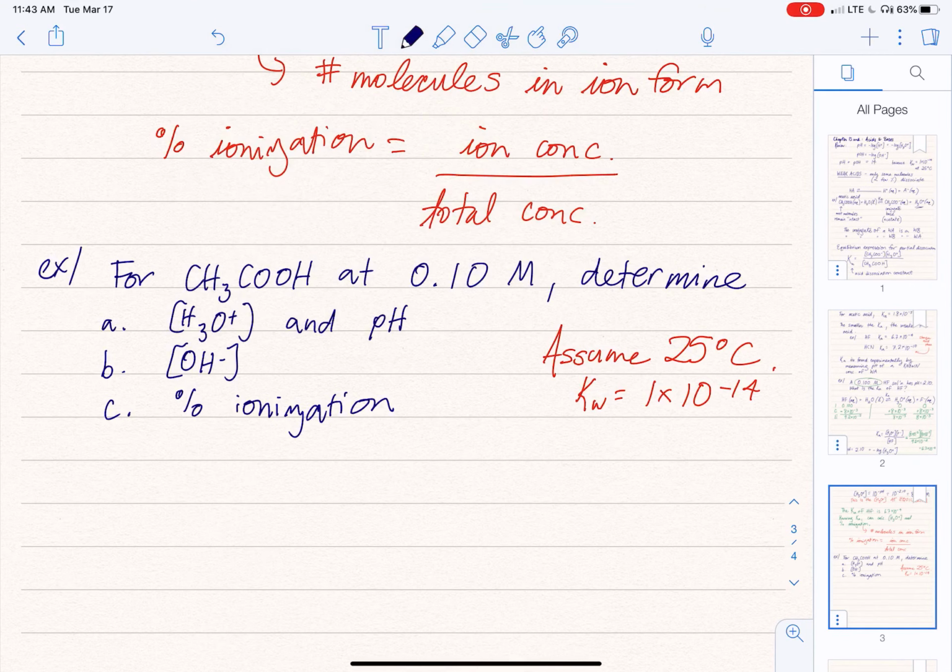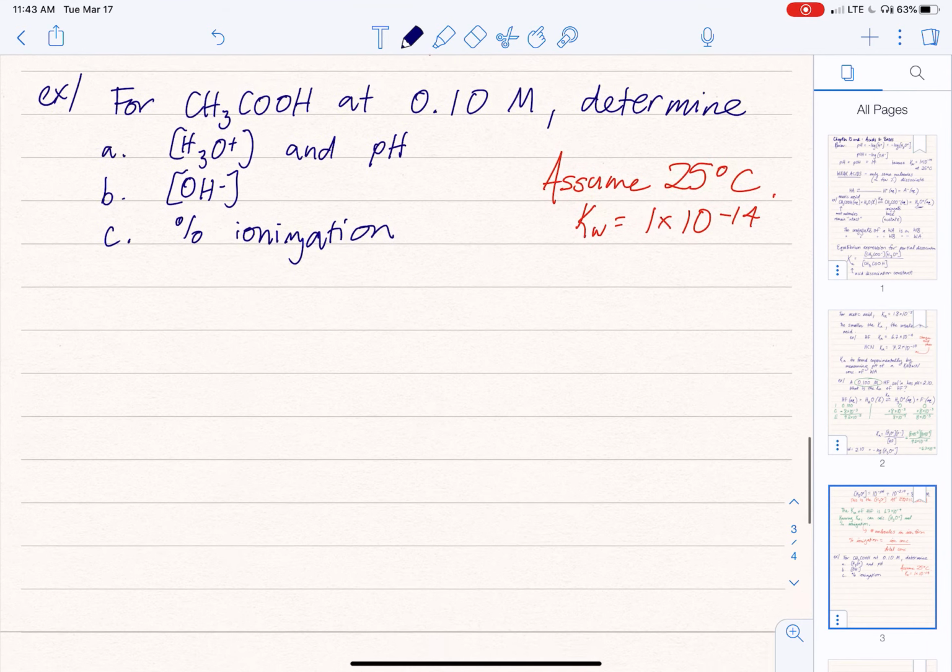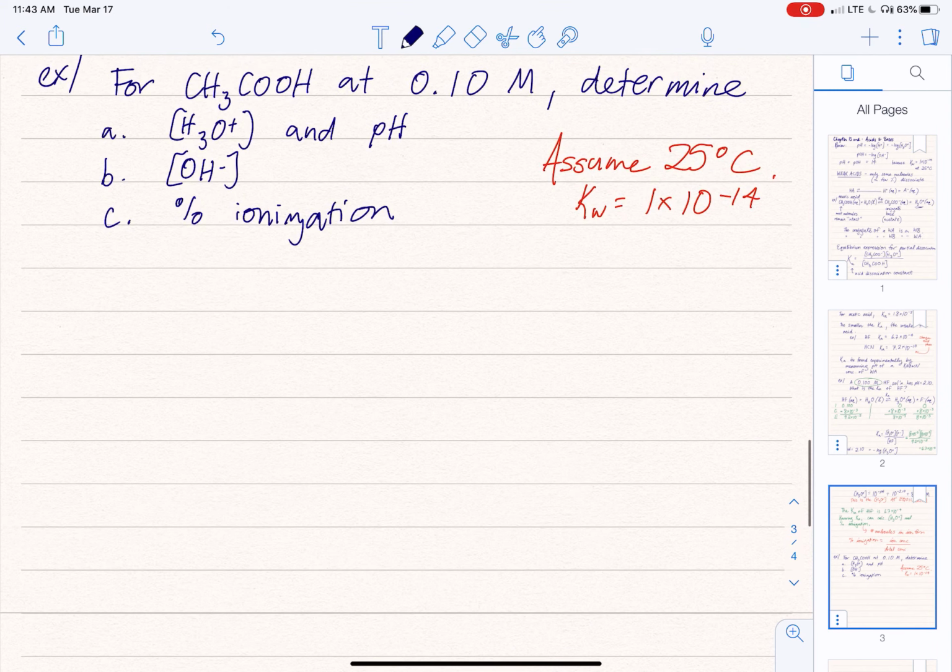So let's tackle this problem little by little. The Ka I gave you a little bit before, but if you're not given the Ka, you might have to look it up for a problem like this. So if I look up the Ka for acetic acid, CH3COOH, it's 1.8 times 10 to the minus 5.